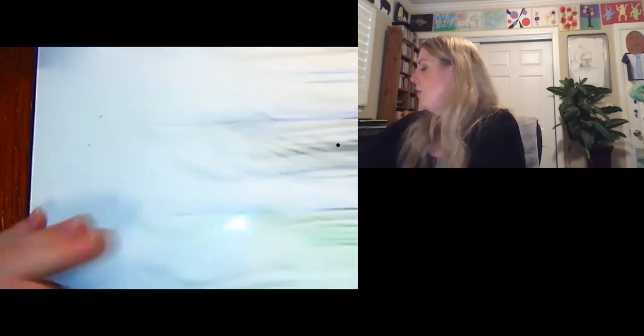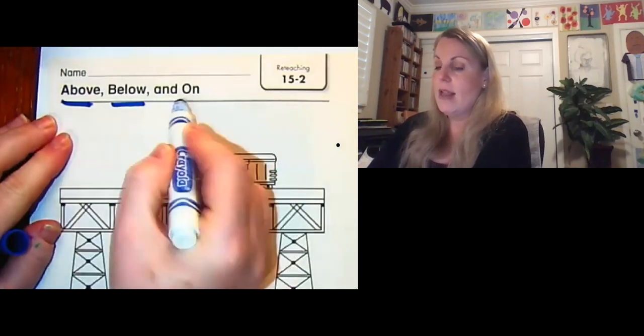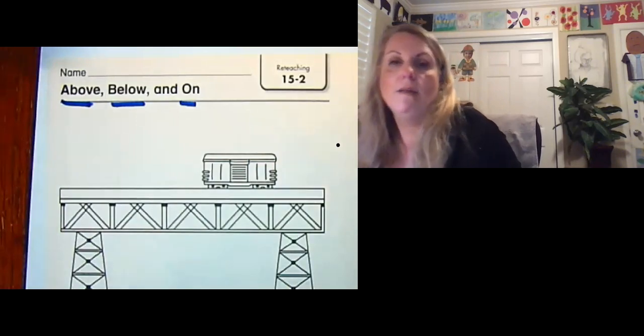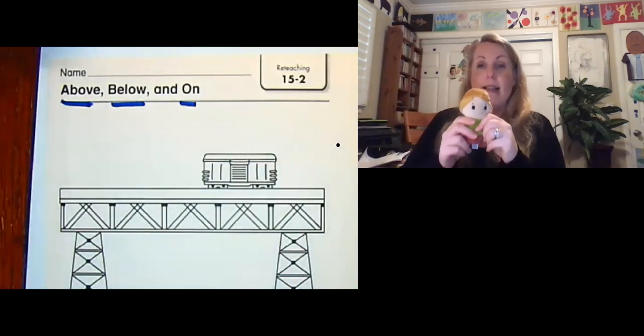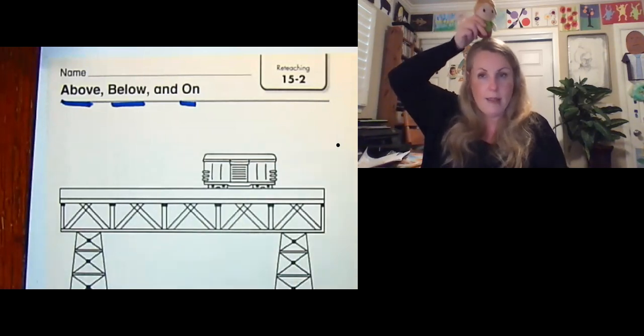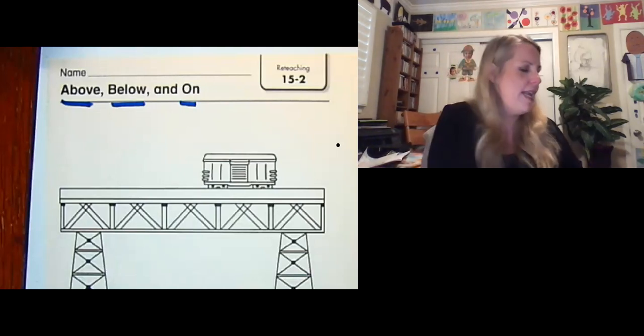Now you're going to have 2 pages that we do today, and we are working on those words above, below, and on. So remember when Mrs. Love went ahead and showed you my little stuffed animal? And I said that the stuffed animal is above my head. The stuffed animal is on my head. The stuffed animal is under my head or below my head. So now we're going to get ready to go ahead and do a page today.